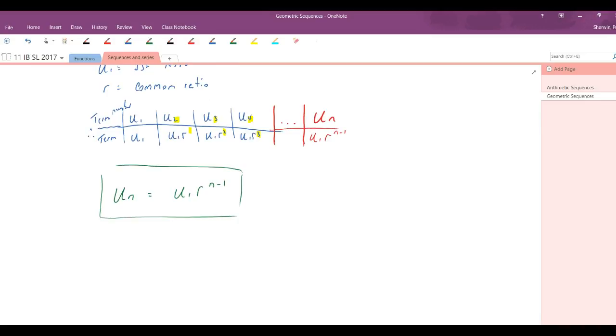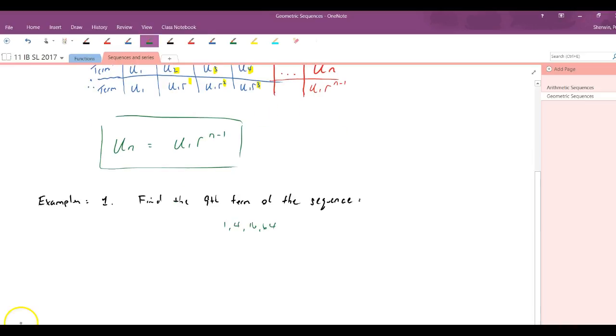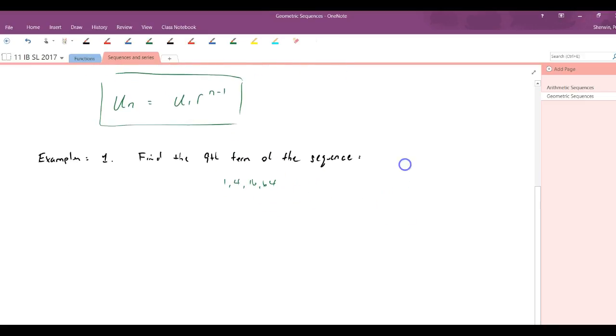So now let's use this. I'll put a couple of examples up. Straightforward example here: the ninth term of this sequence, 1, 4, 16, 64. You can see with geometrics, they grow a lot faster, so this is going to be a lot more useful. We're also going to need use of our calculator, I think. So the ninth term. Let's start with what we know here. The ninth term is going to equal the first term, U1.